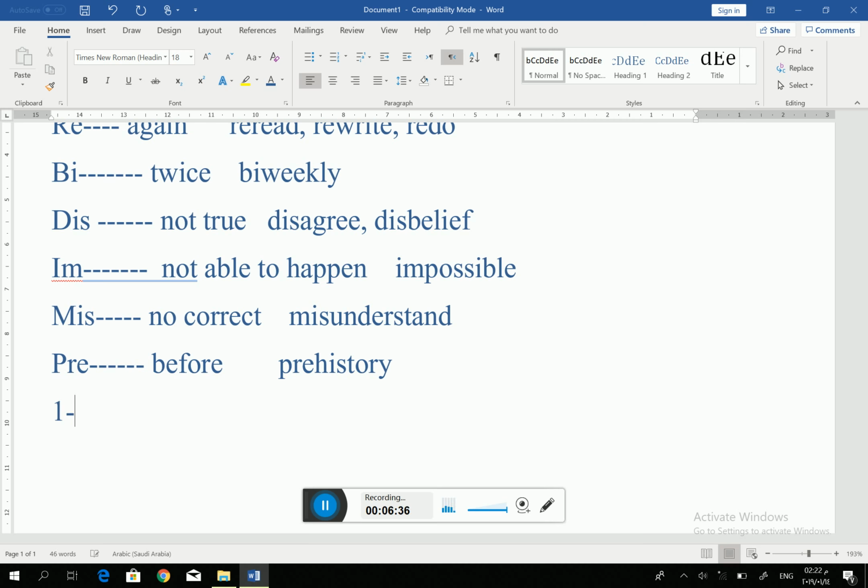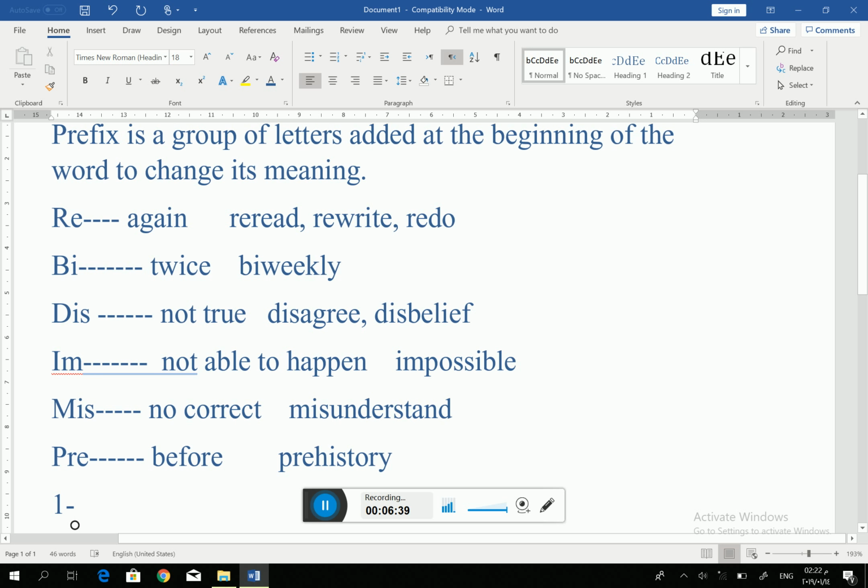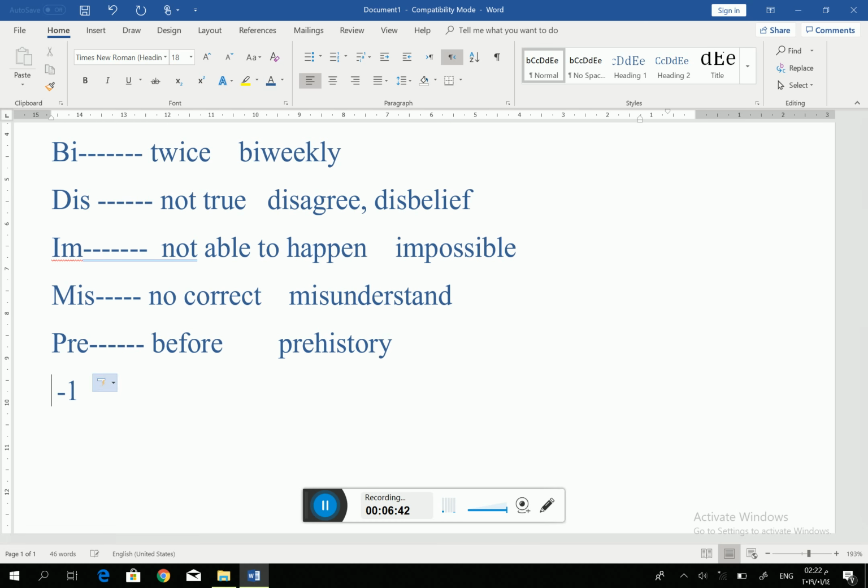Let's have examples to make the idea clearer. For example, the word reread. Number one, the story is so amazing. I reread it. Because this story is so amazing, I reread it.